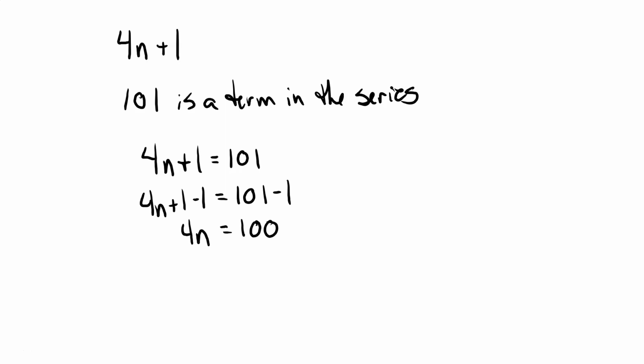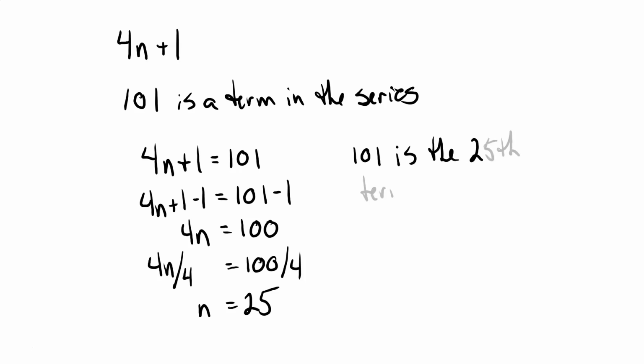Now we want to divide both sides by 4 to get the n all by itself. So we take 4n divided by 4, and we take 100 and divide it by 4. That gives us n on this side, and 100 divided by 4 gives us 25. So 101 is the 25th term in the series.